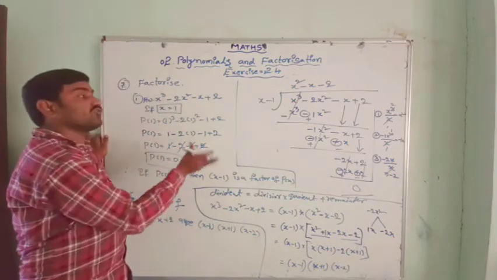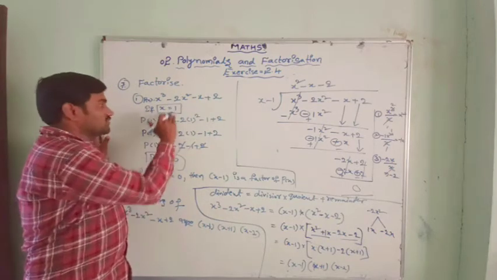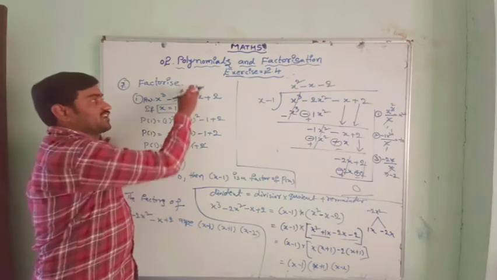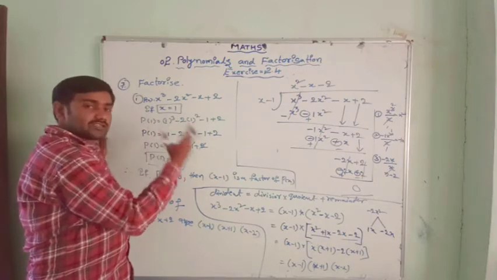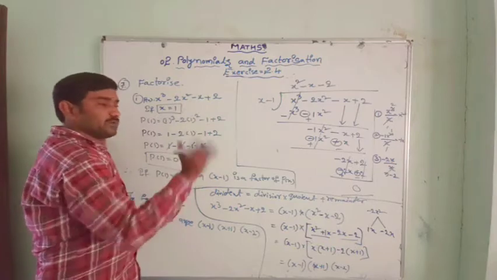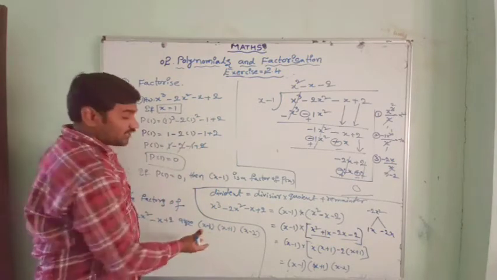Or else you can also go for the trial and error method. Plus 1, you got equal to 0 or not? If p of 1 equals 0, then x minus 1 is one of the factors. Then next we have to substitute minus 1. If p of minus 1 equals 0, that means x plus 1 is a factor. Then plus 2, minus 2 and plus 3, minus 3. You have to continue this process until you get the 3 factors.